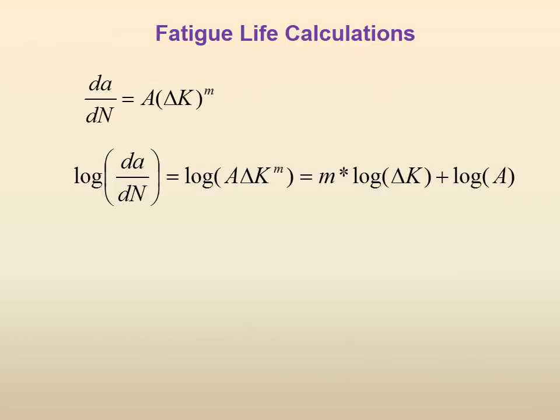So now let us get back to the actual lecture that we were supposed to do today. I am starting that, you see, you have the Paris-Erdogan law, dA/dN is equal to A delta K raised to M, or as I have shown you in some other books, capital C here, a small n here, it is still the same thing. If you want to linearize it, you take log of this side, log of this side, so that linearization is there. So this is the basis of fatigue life calculations. I mean, how we will go to do fatigue life calculations later on.